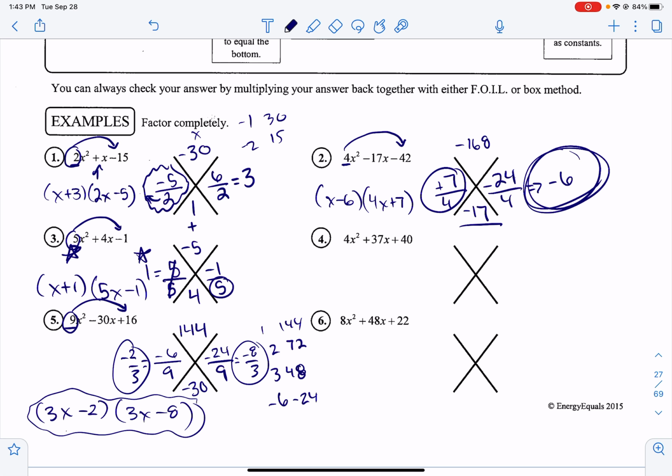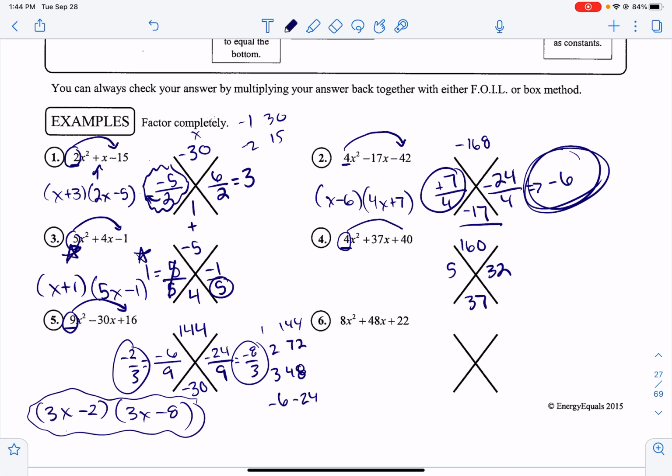All right, let's keep going. Number 4, I've got a 4 in front. Nothing goes into 4, 37, and 40. So I'm going to take 4, multiply it by 40, and get 160. I want numbers that add up to 37. So we're going to do 5 and 32. 5 and 32 add up to 37, and they multiply to be 160.